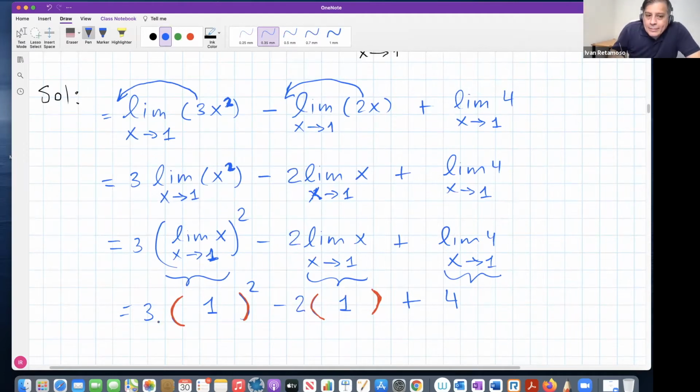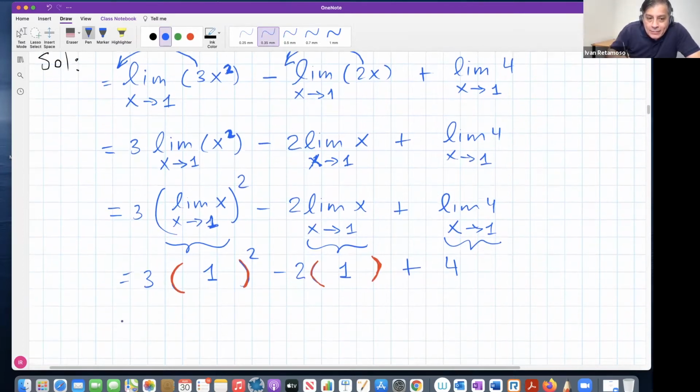Look, 1 times 3, 3. 3 minus 2, 1. 1 plus 4, 5, right? 5 is the answer, right? We follow formally all our rules, our laws, and we ended up with 5.